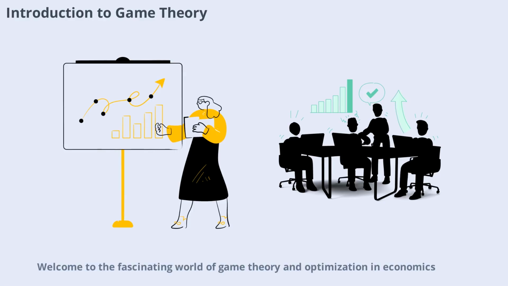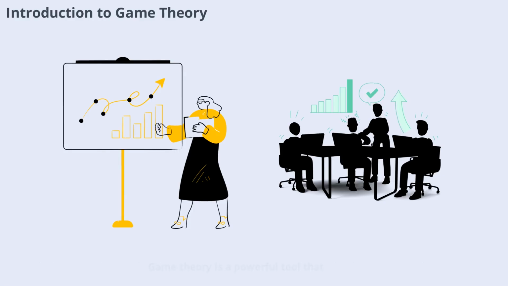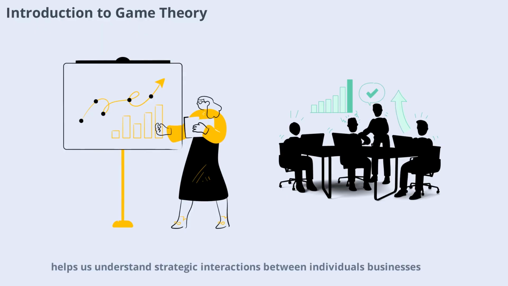Welcome to the fascinating world of game theory and optimization in economics. Game theory is a powerful tool that helps us understand strategic interactions between individuals, businesses, and even countries. By analyzing how different players make decisions, economists can predict outcomes in competitive and cooperative environments. Optimization, on the other hand, is about finding the best possible solution given certain constraints. Together, these concepts form the backbone of modern economic analysis.